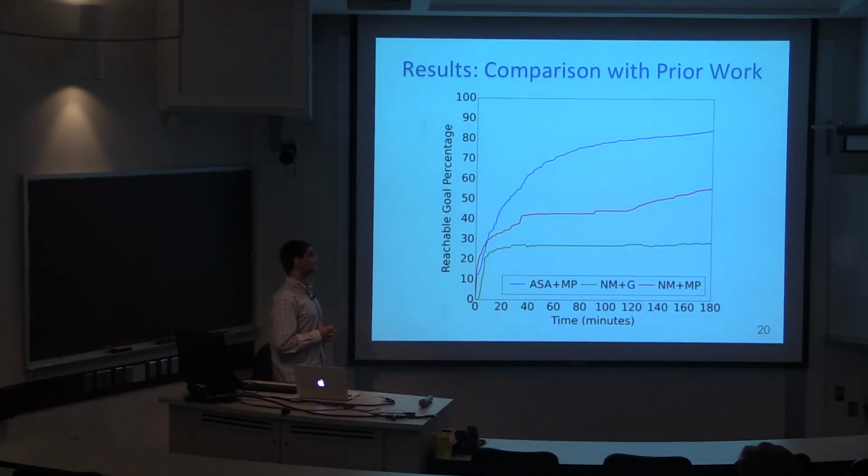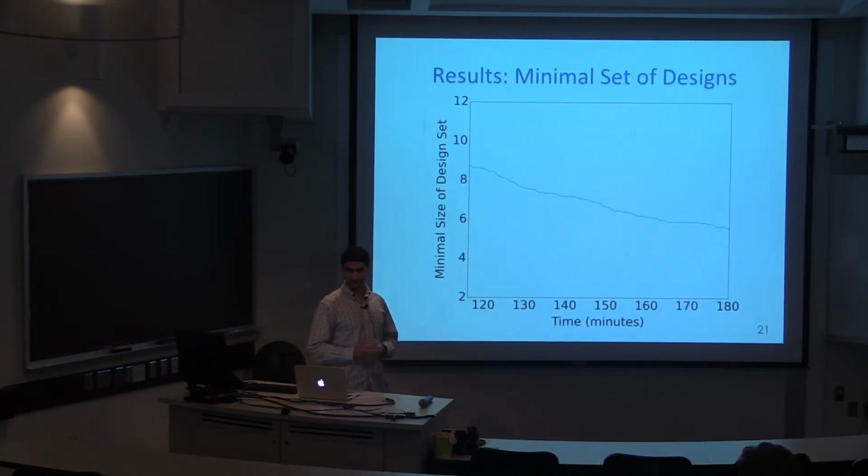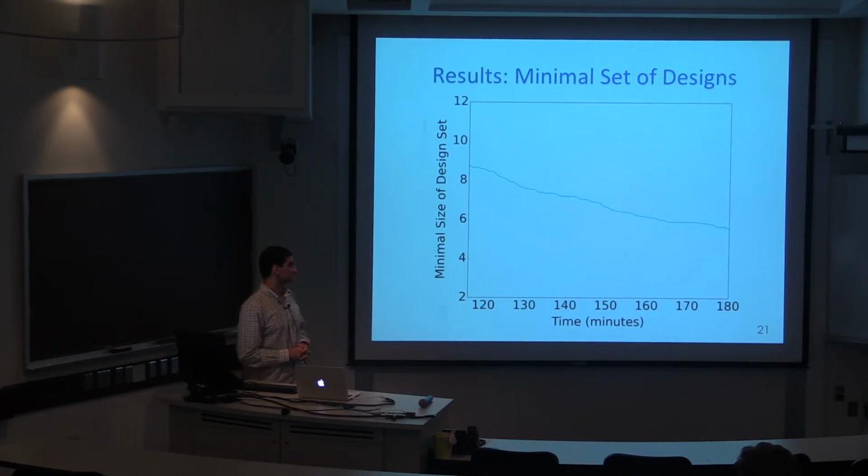In this case, our algorithm is highlighted in blue, and we can see that within the same amount of time, our algorithm is able to find a set of 2 designs that is able to reach 80% of the entire lung, which is much greater than that of other design optimization algorithms. And here are the results for minimizing the number of designs required to reach 95% of the lung. After 3 hours of computation time, our algorithm was able to find, on average, a design set of size 5.5 designs that is able to reach 95% of the lung.